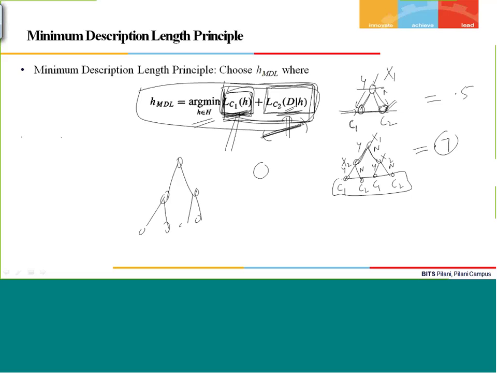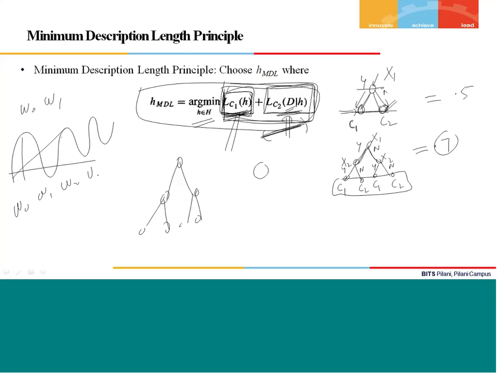Very simple means, if you take the example of a line, you can describe this line using only two parameters, that is W0 and W1. If you take an example of a ninth order polynomial, then you need W0, W1, W2, W3 up to W9. So for describing this number of parameters, you need a larger number of bits. So what this minimum descriptive length principle is saying, you should choose the hypothesis in such a manner that it can be described using less number of bits.